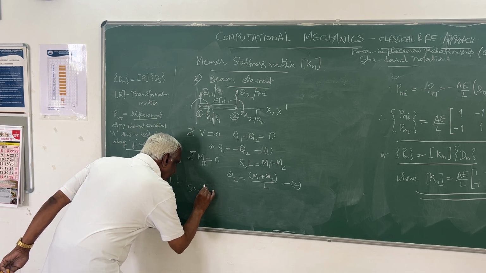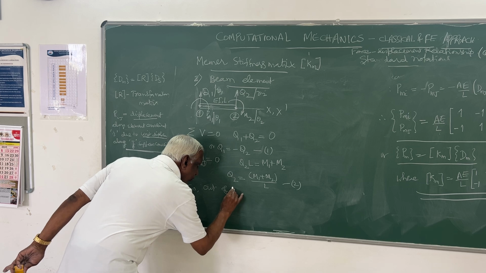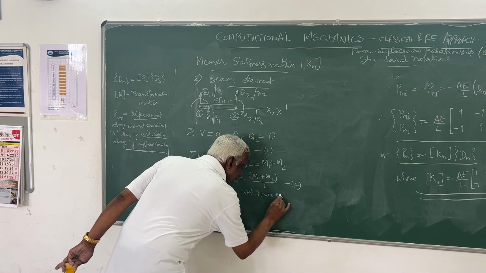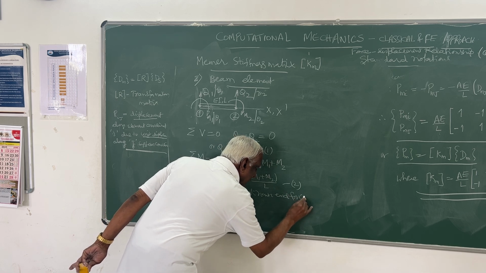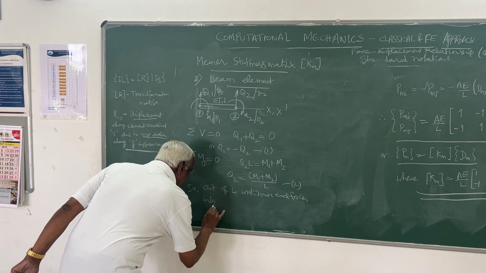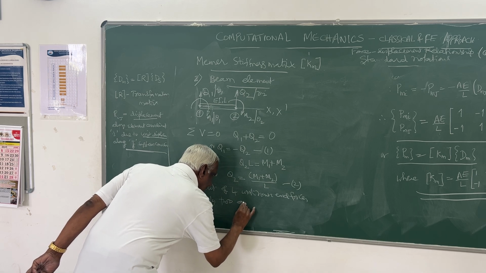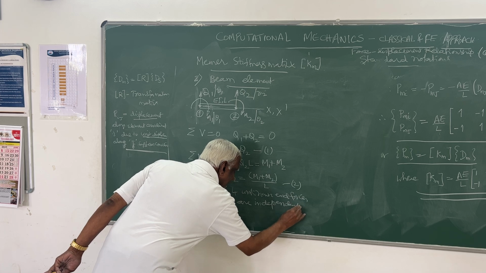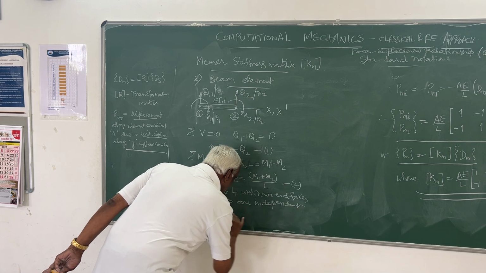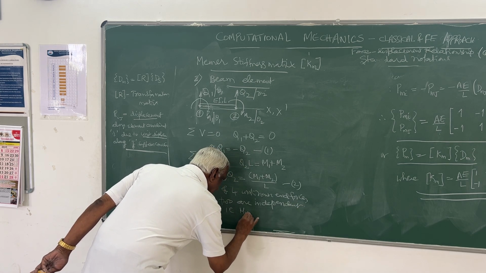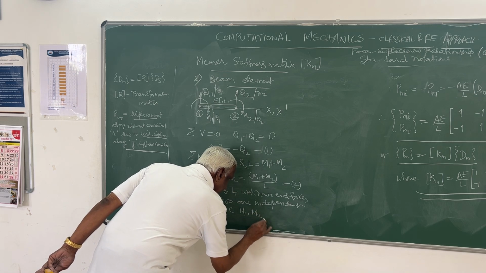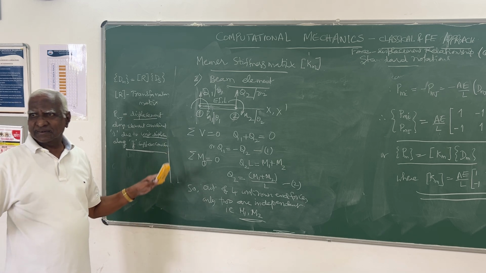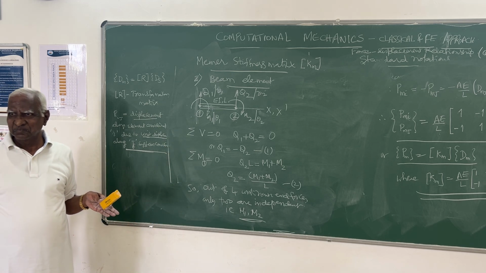So, out of four unknown forces, only two are independent. That is M1, M2. So always choose only end moments as the unknown forces.